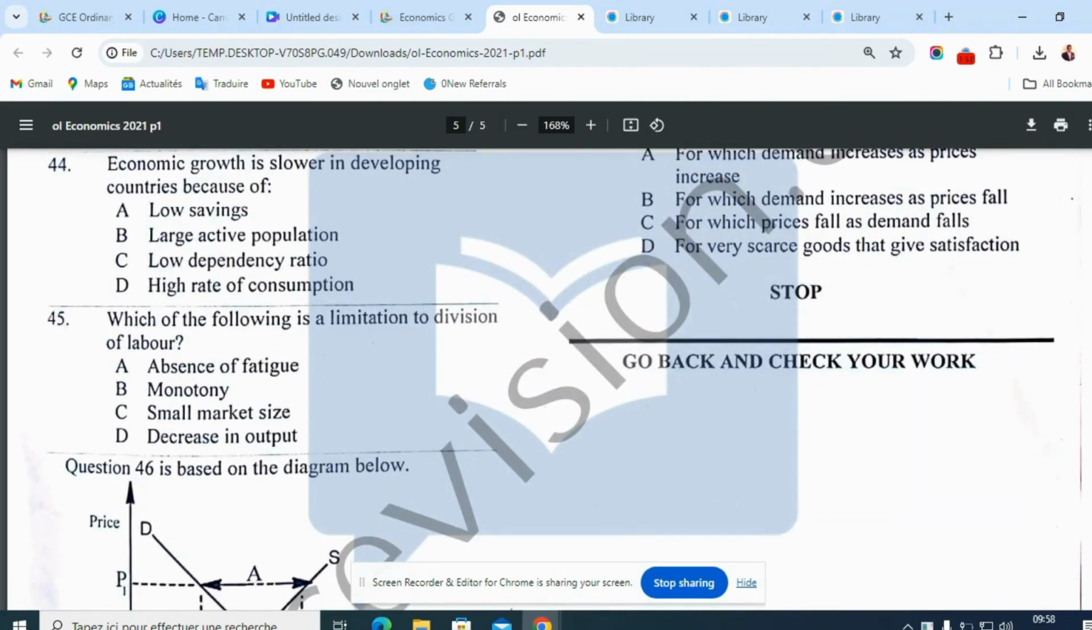Now, 45, which of the following is a limitation to division of labor? So which of the following is a limitation to division of labor? 45, the correct answer here is B, monotony.